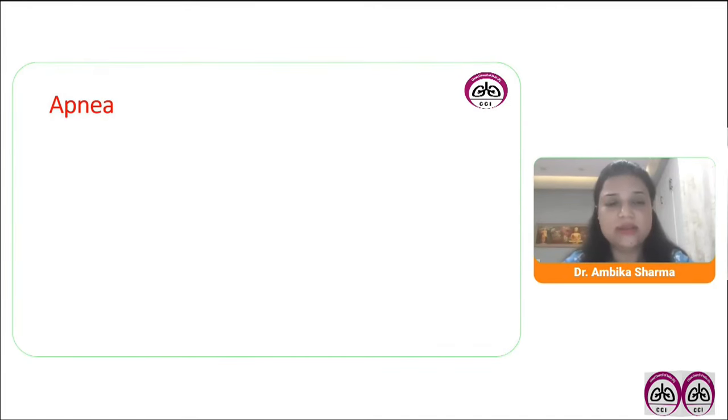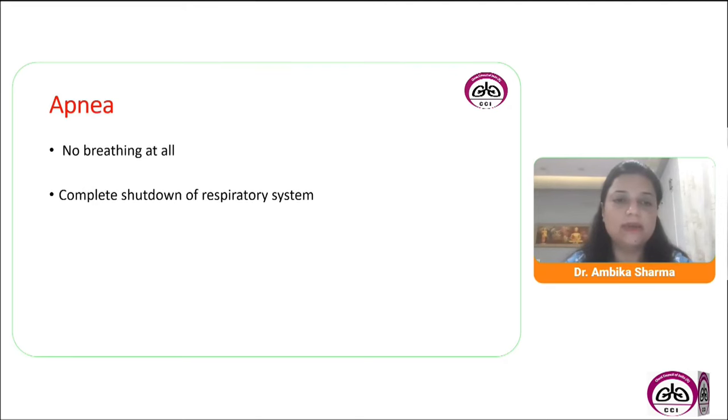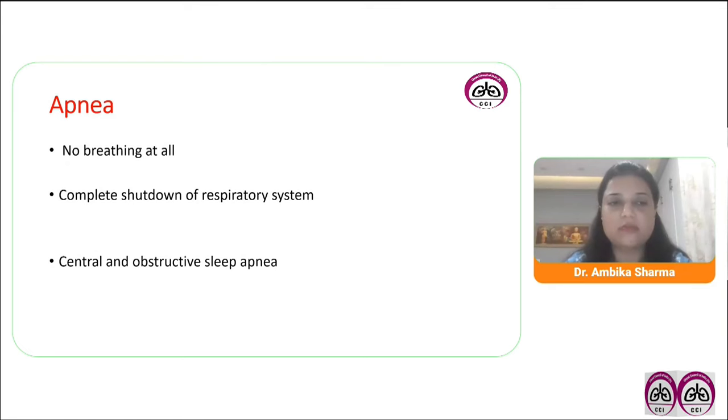Now coming to the next abnormal breathing pattern, which is apnea. Here there is no breathing at all, a complete shutdown of the respiratory system. We know two common varieties of apnea, which are central and obstructive sleep apnea. When we graphically represent apnea, it is a straight line, similar to the straight line we see in cardiac arrest. What does this straight line mean? There are no respiratory movements.